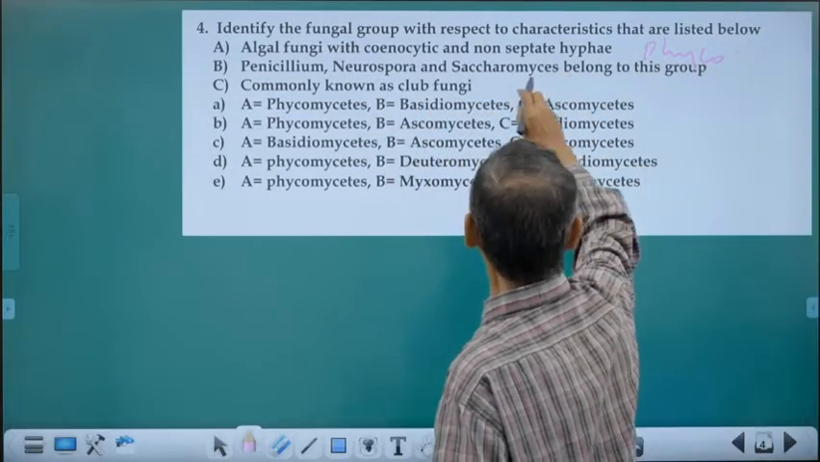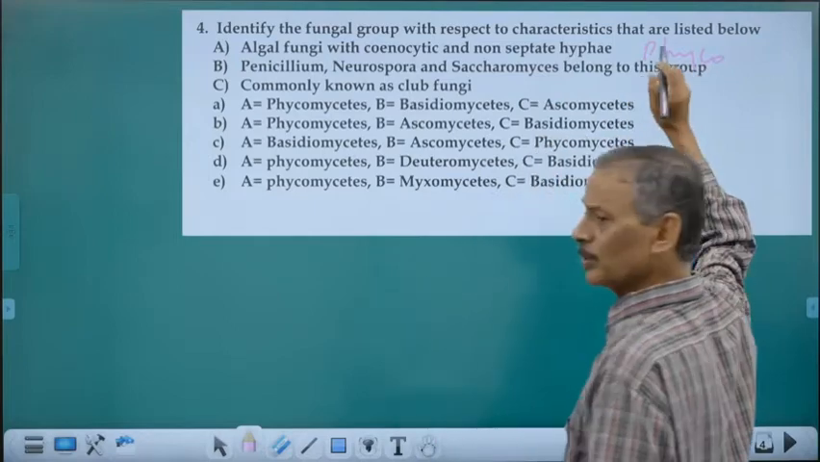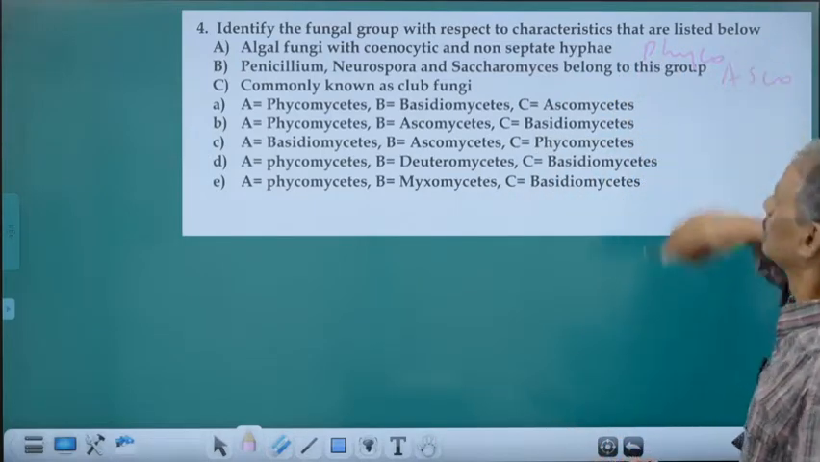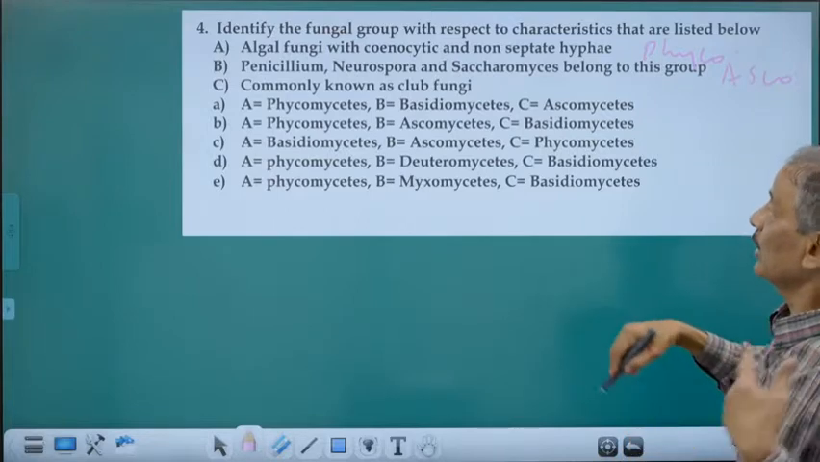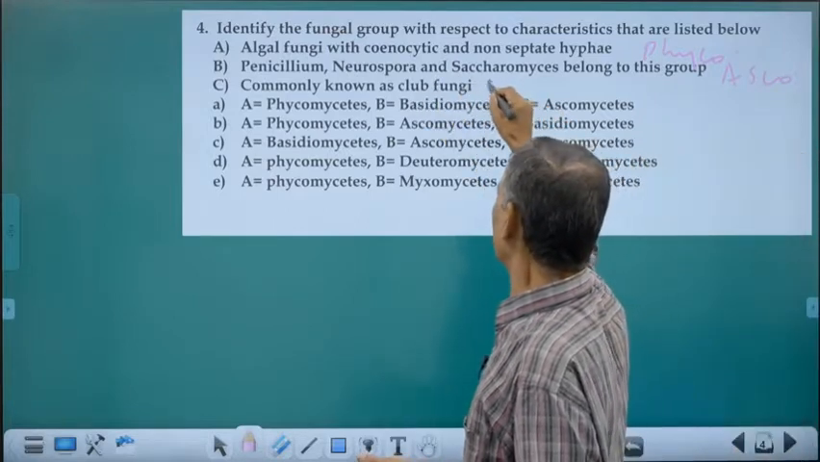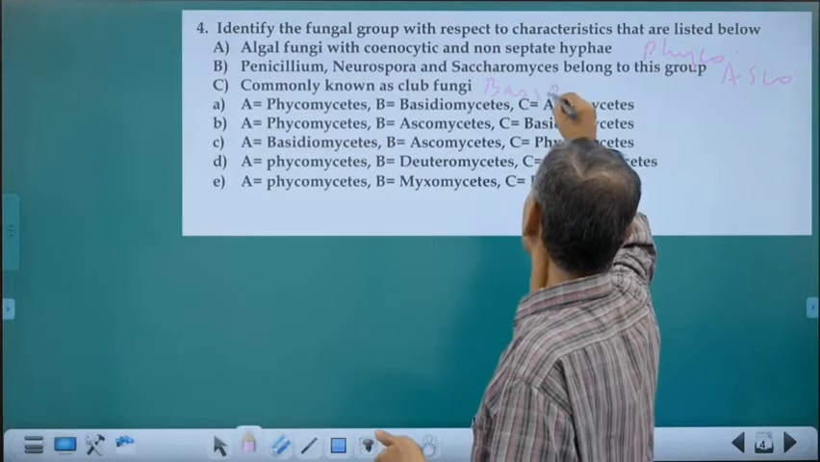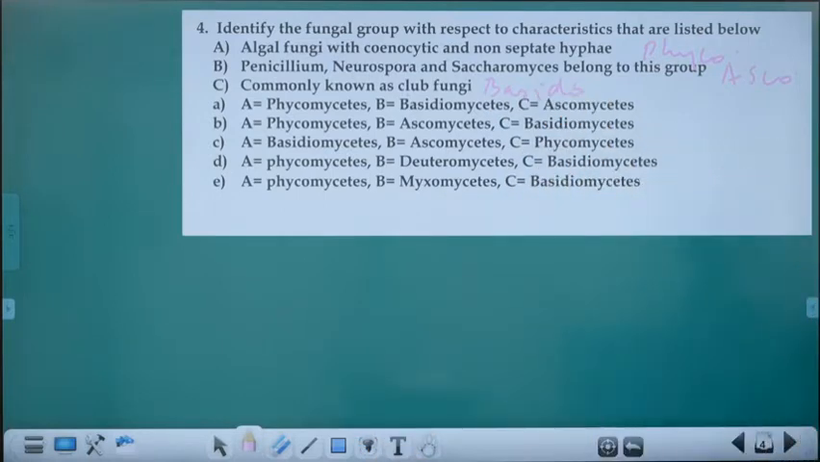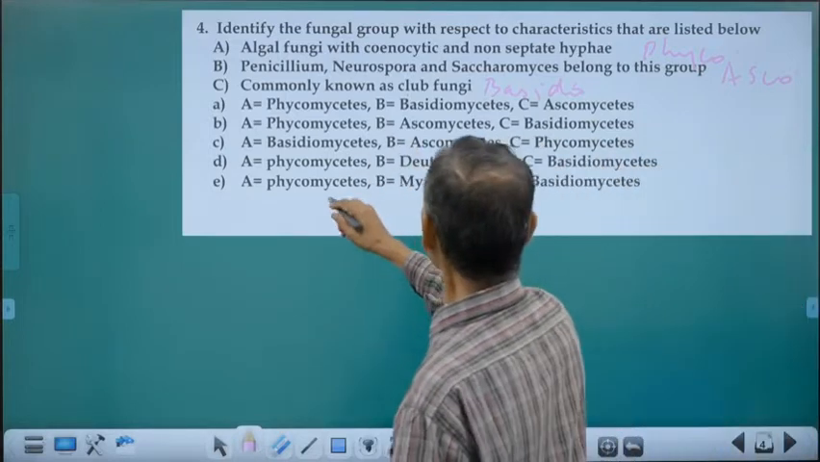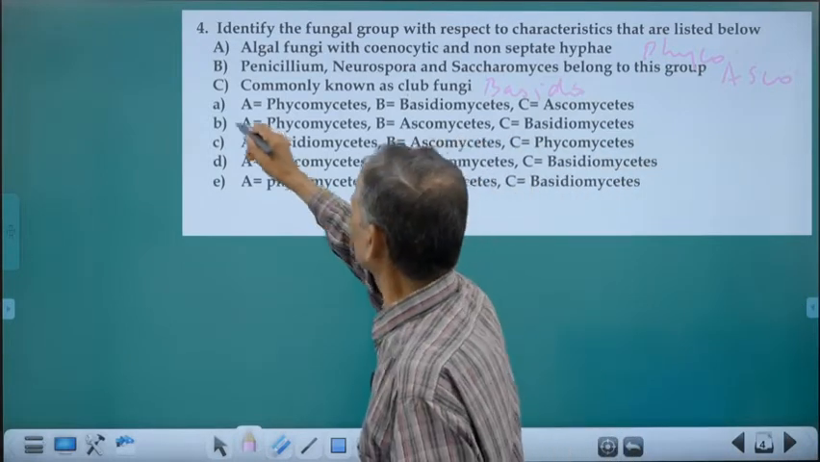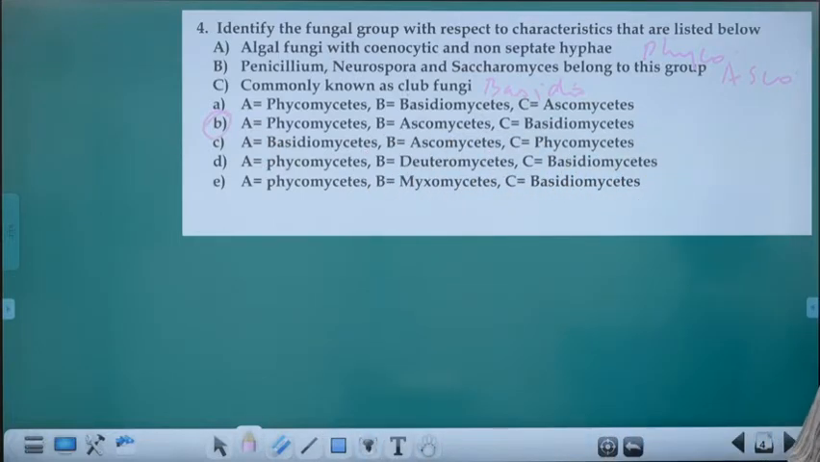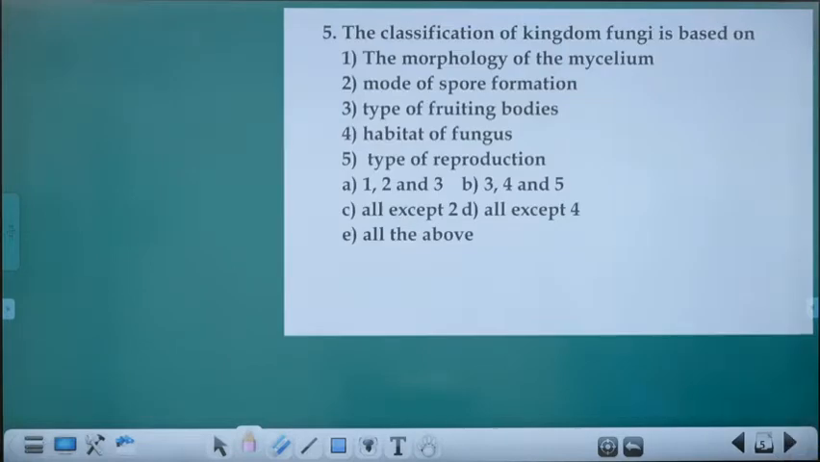Penicillium, Neurospora and Saccharomyces belong to this group. They are Ascomycetes, the largest group. Basidiomycetes are commonly known as club fungi, club, basidium. So Phycomycetes, Ascomycetes, Basidiomycetes. Clear? So we came to the answer immediately.